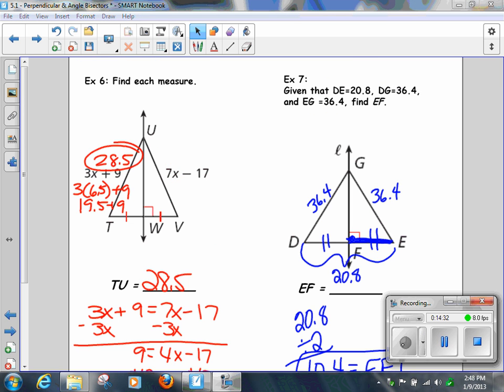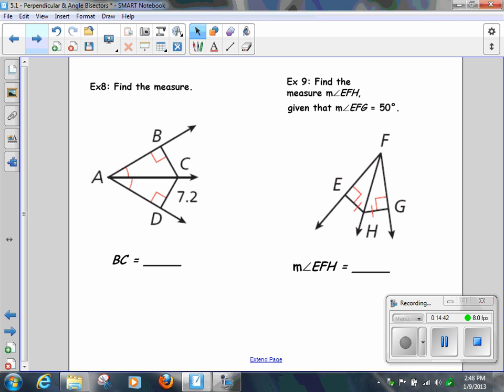Those segments are concerned with finding each piece of those. Okay? Does everybody understand how we get this? Yes or no? Everybody cool. Let's move on. Let's look at 8. BC, what is it, guys? 7.2. That one's easy.